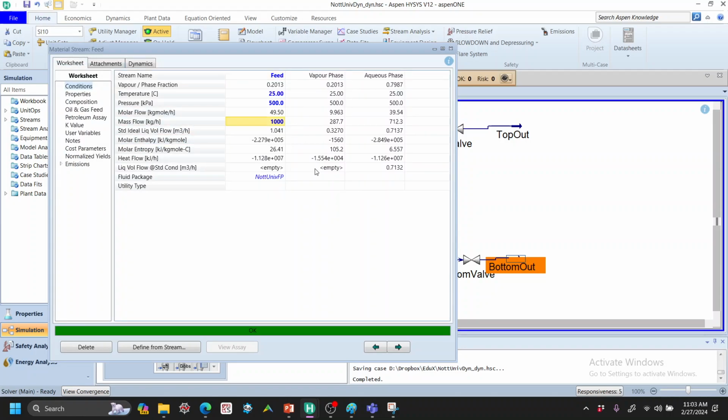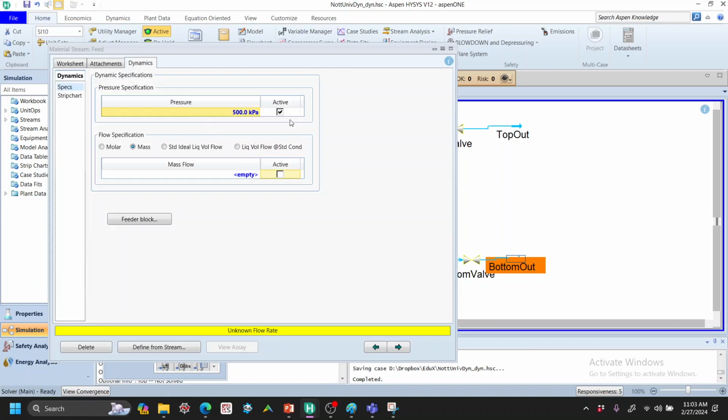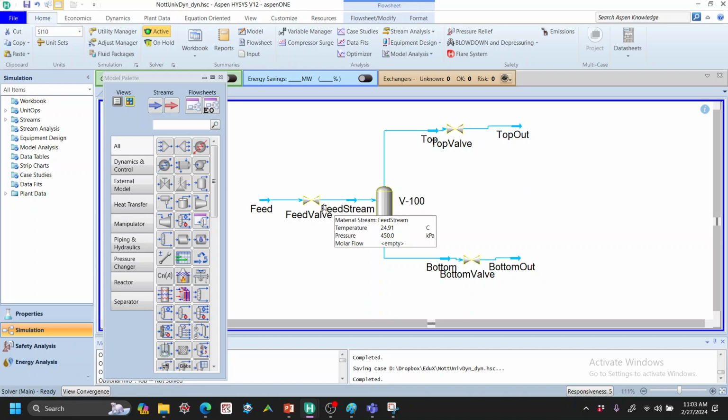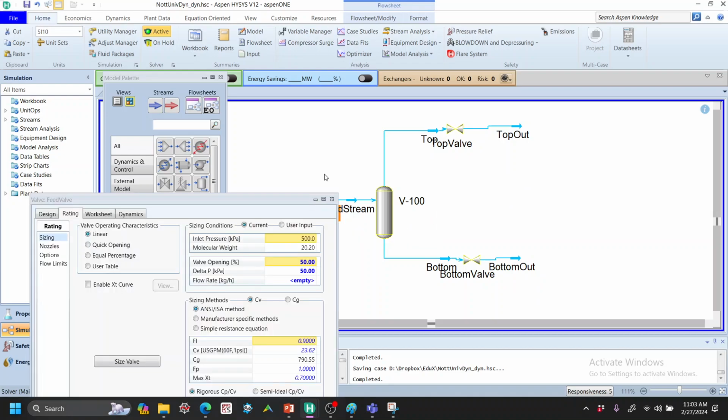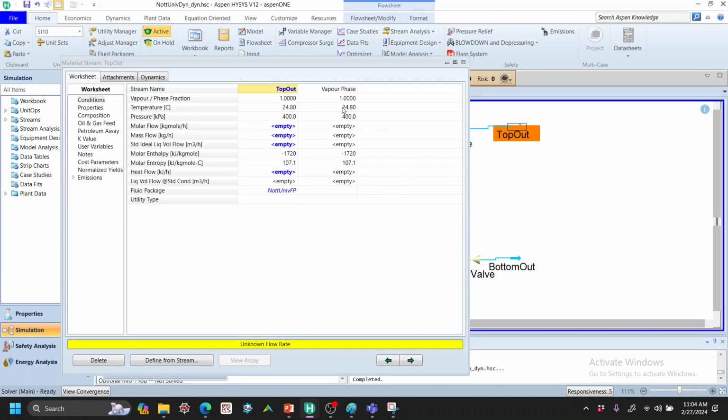And we will then remove this, delete. Okay, that's how we do it. We delete the flow rate, and then we keep the pressure active over here. And then in the valve as well, we will do that for every boundary stream. So we have done this, and we're going to do that here as well.